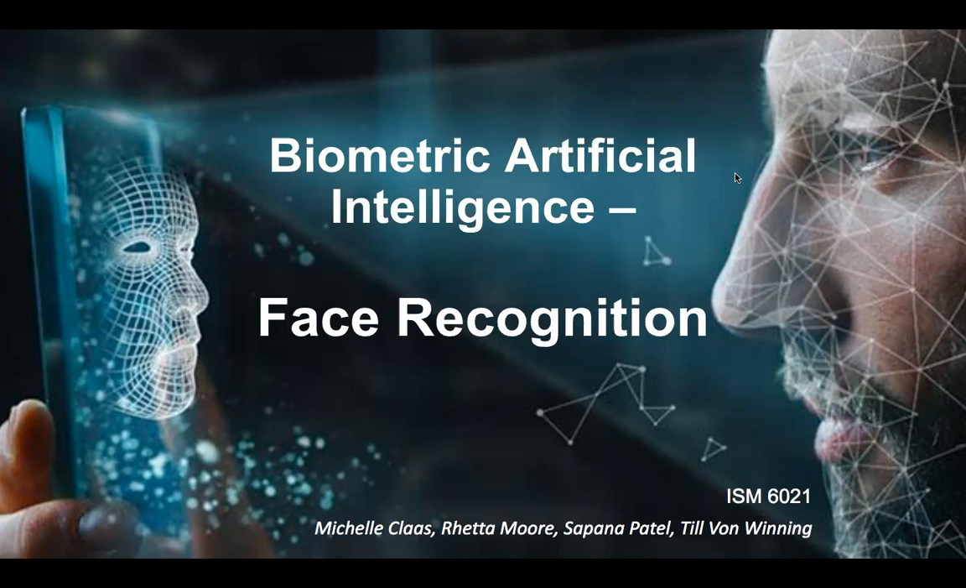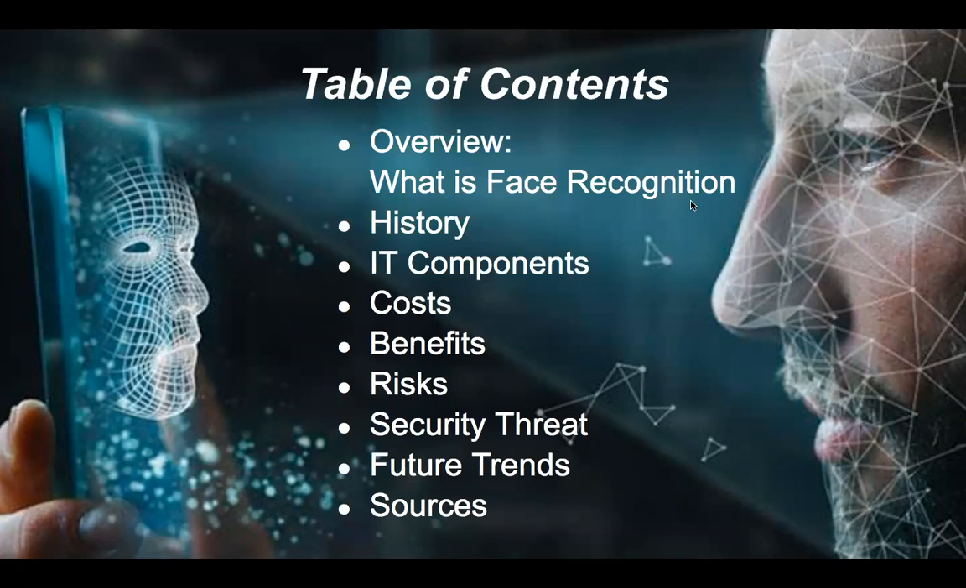We structured our presentation into the following topics, the table of contents here. So first of all, we're going to give you an overview and tell you what facial recognition actually is. Then we're going over the history, the IT components, the costs, the benefits, the risks involved, the security threats, the future trends, and then at the end, you can take a look at our sources.